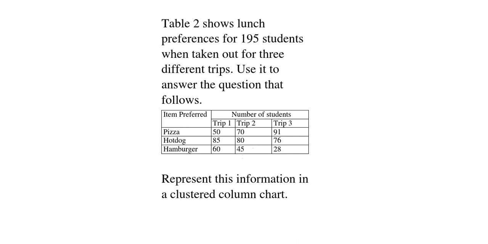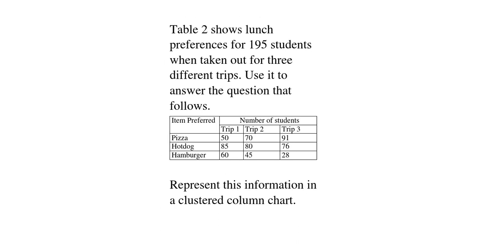So we shall have each of these 3 trips. Each trip will form a group of columns, each column representing pizza, hot dog, and hamburger. So first we draw the x and y axis. Let's have our x and y axis.